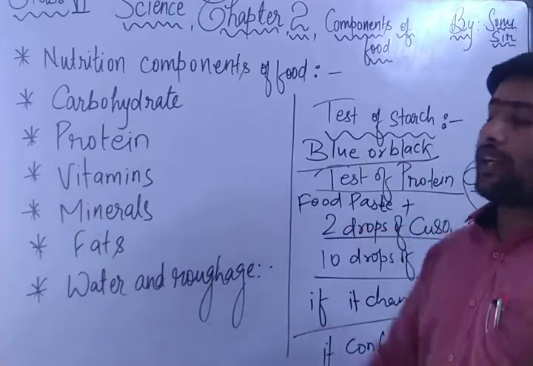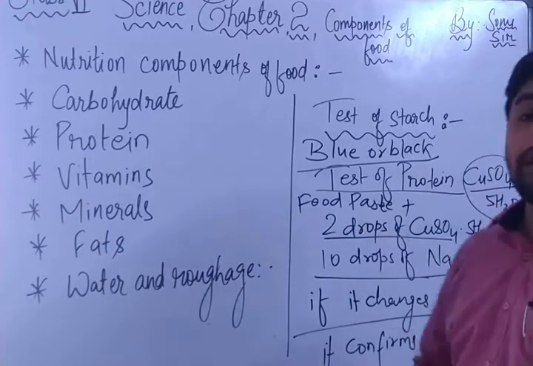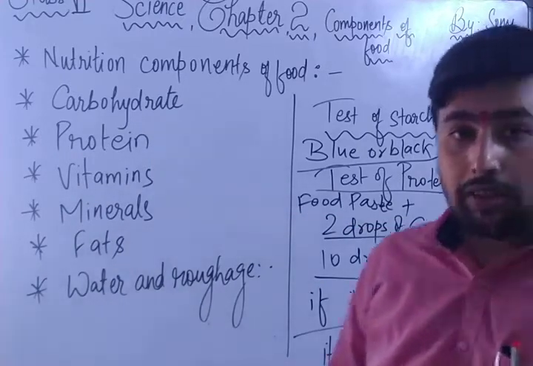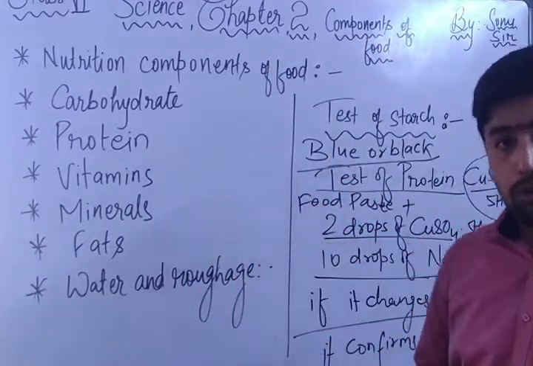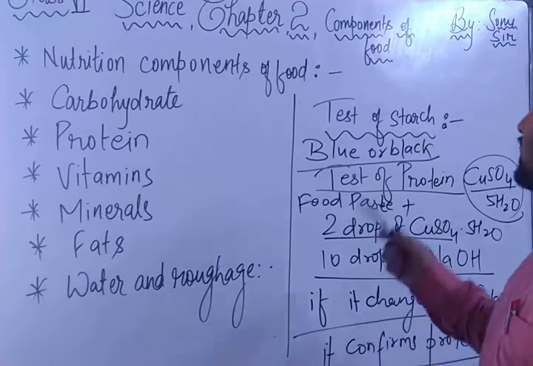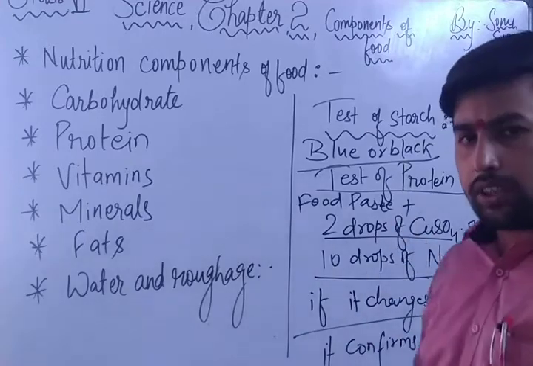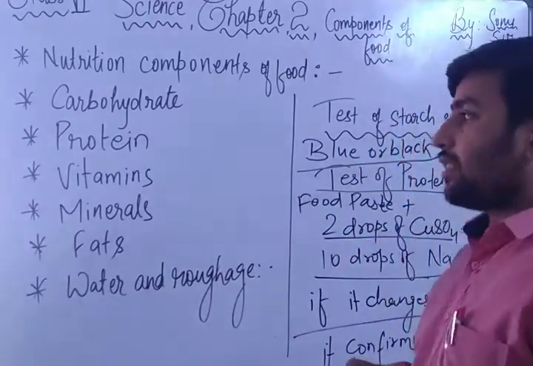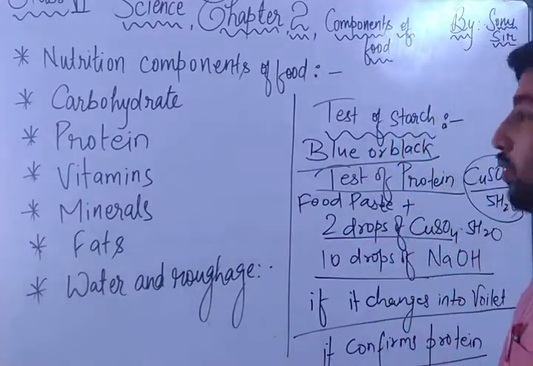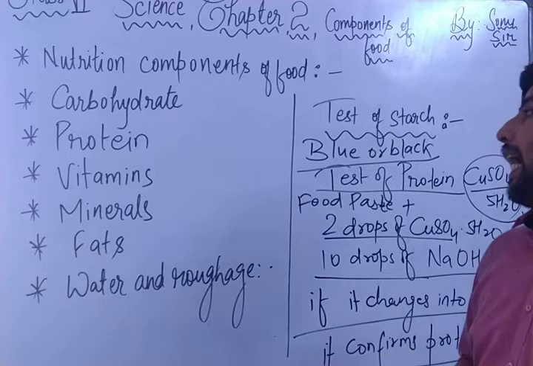This carbohydrate has been divided into three parts. What are the three parts? Sucrose, which means sugar. The second one is glucose, and the third is starch. Have you heard about glucose, sucrose and starch? Sugar, that's sucrose; glucose, C6H12O6; and starch.